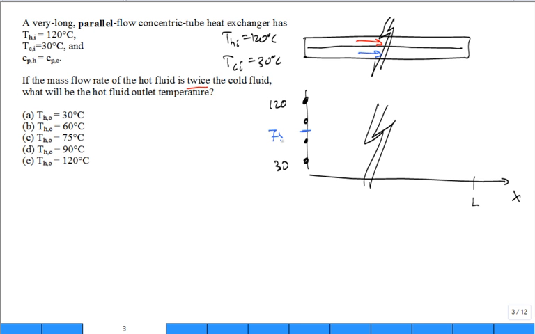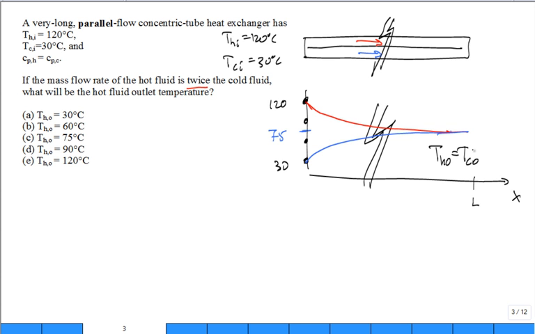What's smack dab in the middle? 75 degrees C. True? A lot of people I see computed that. And so the cold fluid would go from 30 to 75. The hot fluid would go from 120 to 75 on the outlet. So maybe even sketch it all the way over there. True? Because it's really, really long, they're going to come out at the same temperature. Isn't that the critical observation? The temperature of the hot out is equal to the temperature of the cold out. Did you realize that?